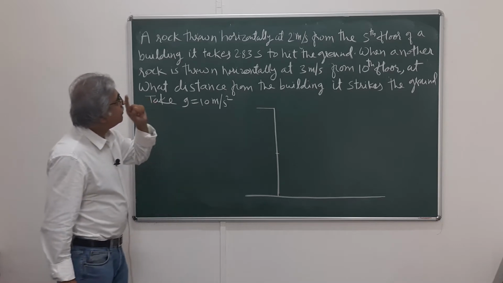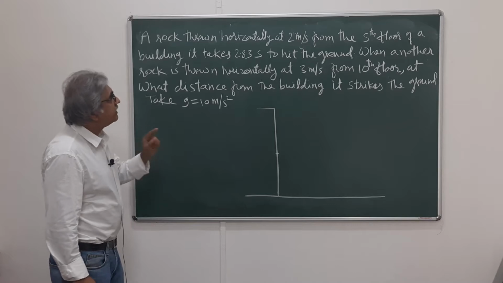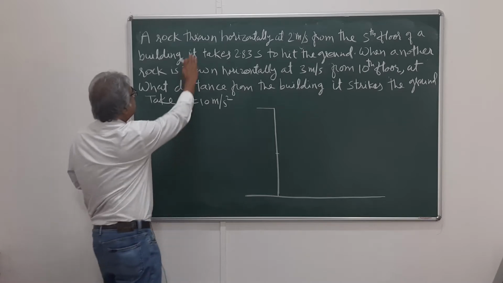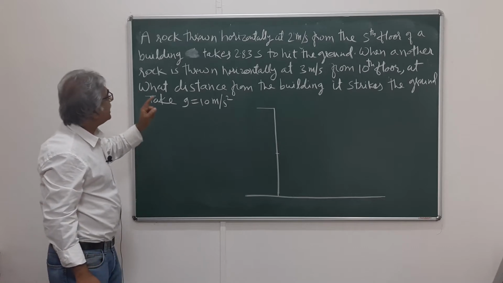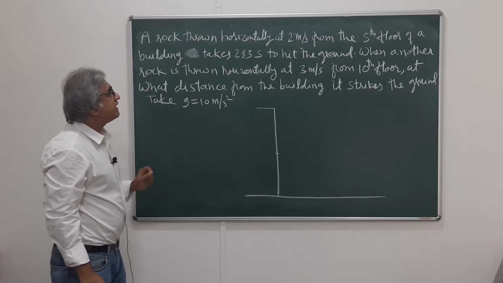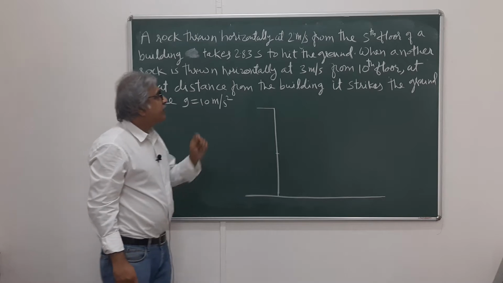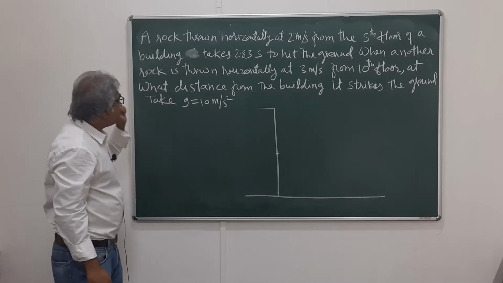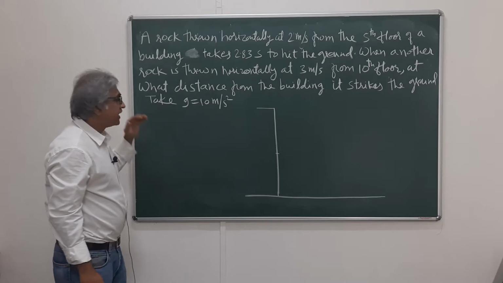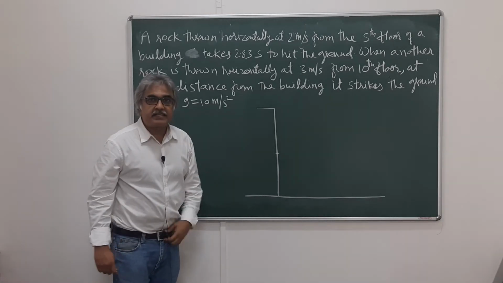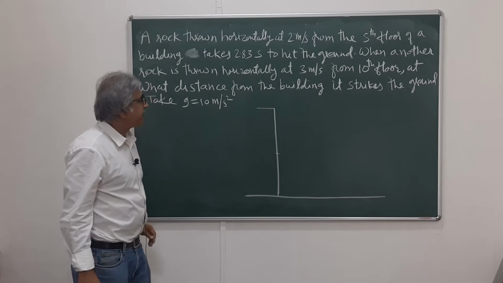A rock thrown horizontally at 2 meters per second from the 5th floor of a building takes 2.83 seconds to hit the ground. When another rock is thrown horizontally at 3 meters per second from the 10th floor, at what distance from the building does it strike the ground? We are supposed to take g as 10 meters per second squared.